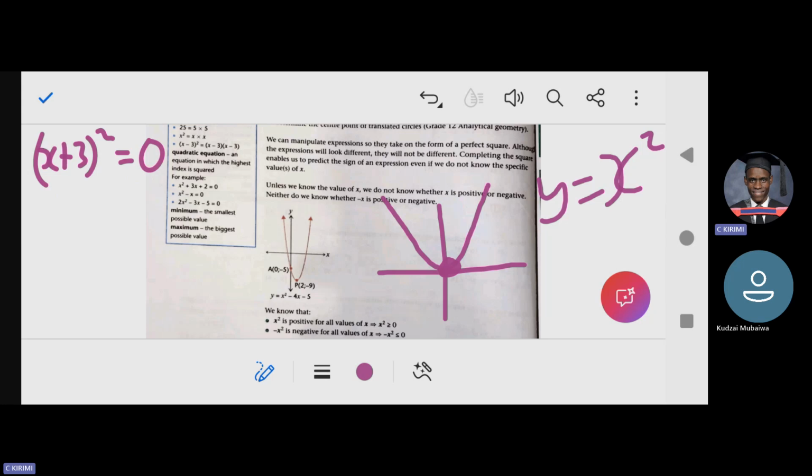But if the graph has been shifted to the left, you are going to say plus 3, then you square. So here, the graph has been shifted to the left. That's why they are adding plus 3 under the square. If there was a negative, it means it's shifted to the right. It's the opposite.